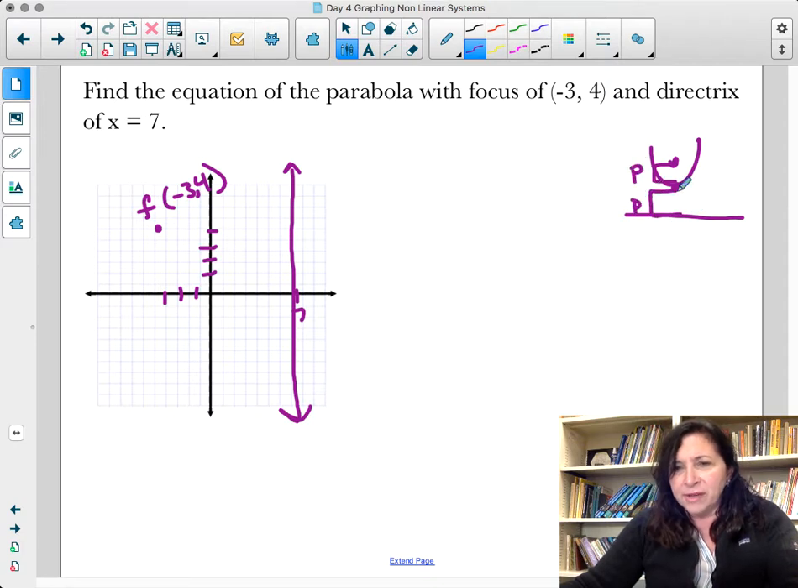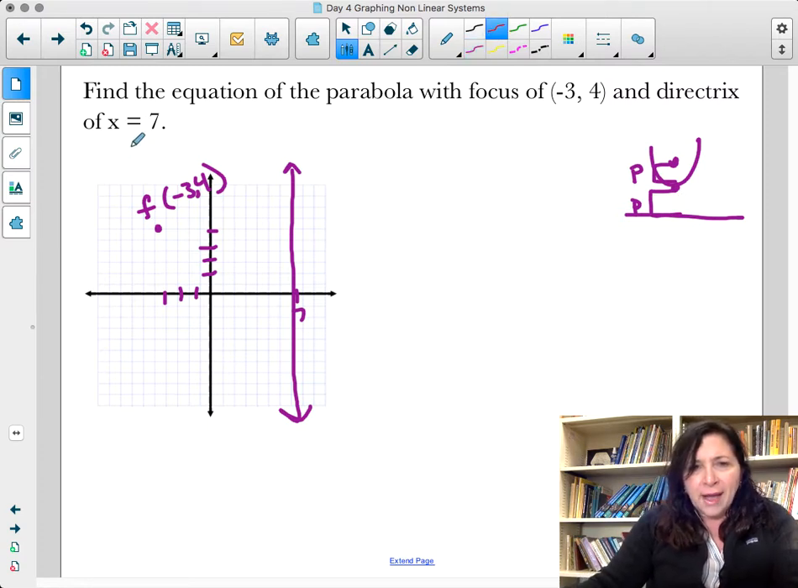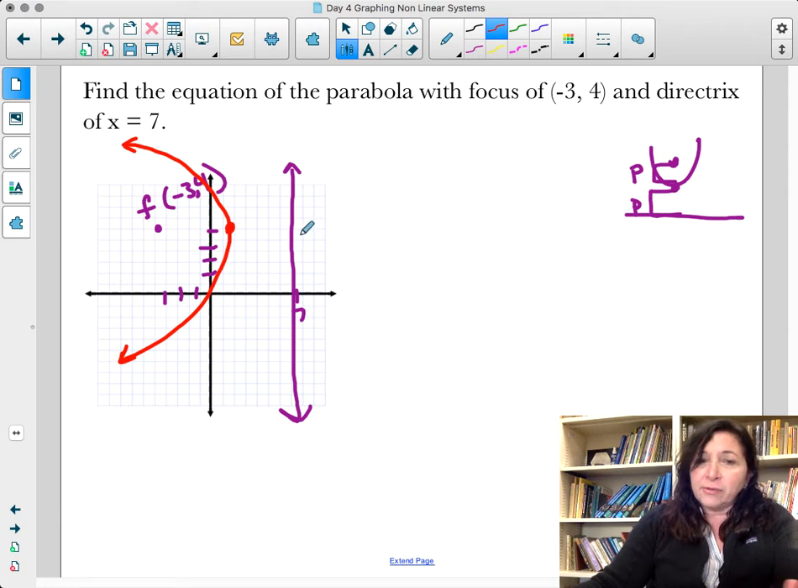So basically, those are the same distances. So when I'm looking at this, I know that my parabola has to cup inside here, right? It's got to cup my focus like that. Now, what I just need to know is where am I halfway in between here and here? That's what I need to know.